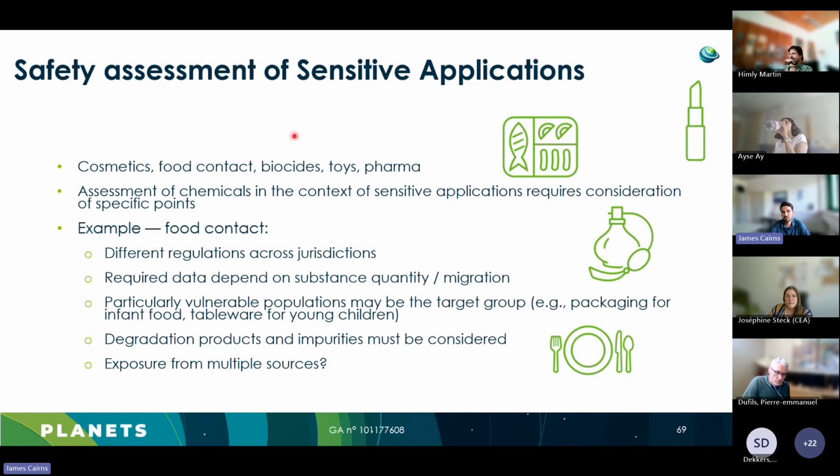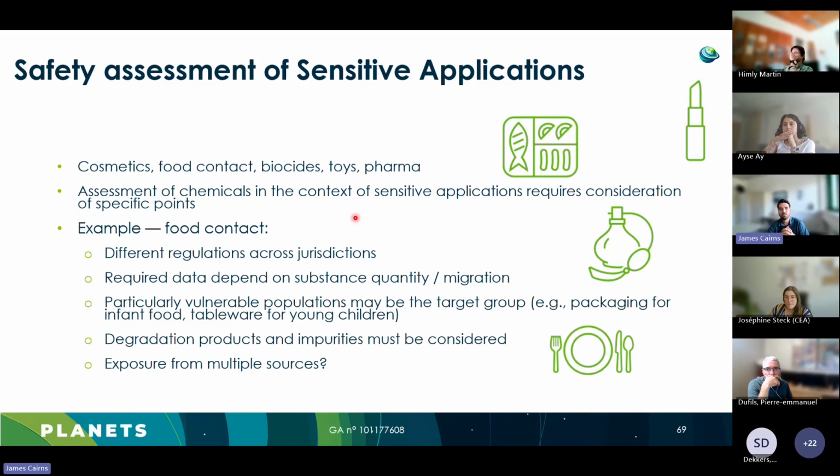Again, I mentioned that different applications of substances have different rules. So basically, if you have cosmetics, food contact, biocides, toys or pharma, you'd have a different kind of regulation that applies to this substance. This also has to be assessed. Some examples for food contact: again, there is different regulation across different jurisdictions, which is based on local law.